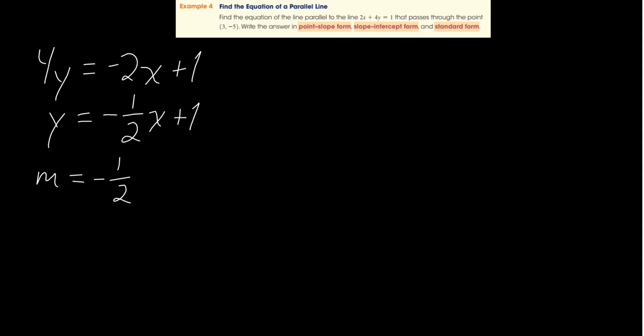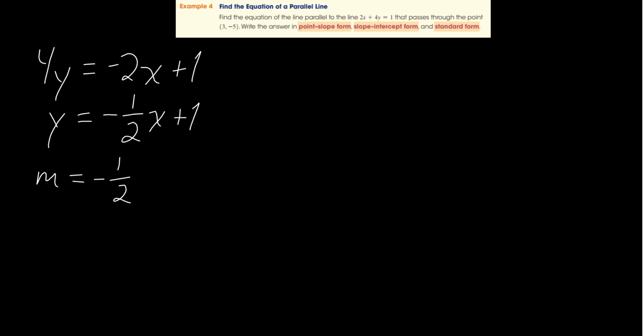I'm going to divide both sides by 4, so I'm going to have y is equal to -1/2 x plus 1. All right, so that takes care of that. So this means the slope of this line is -1/2. Perfect. Okay, so that's the slope of that line.